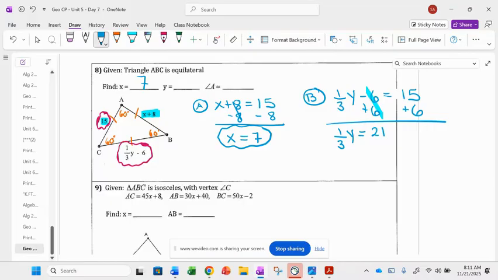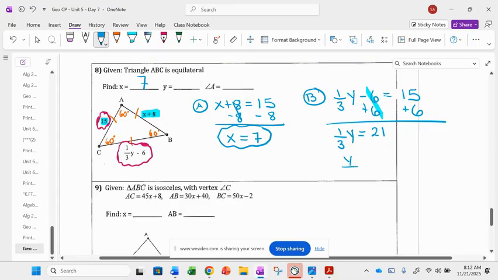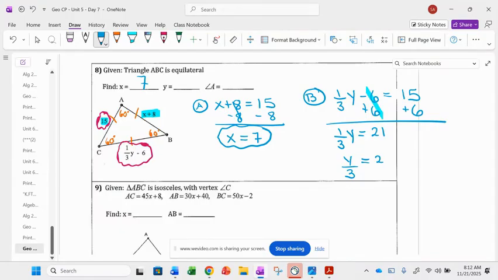Nope, because guys, this 1/3 y, isn't it the same as saying y divided by 3? 1/3 y is the same as y divided by 3. So this is y divided by 3 equals 21. The 3 is already being divided. So I have to do the opposite. What's the opposite of dividing by 3? Multiply by 3. Cancel those out. So this is going to be y is equal to 63.